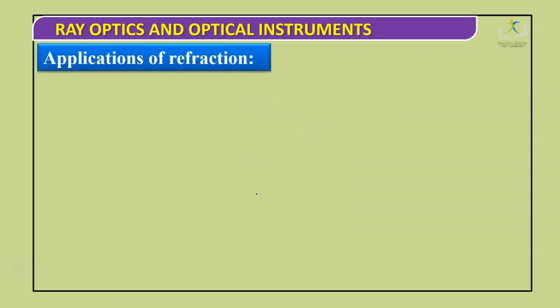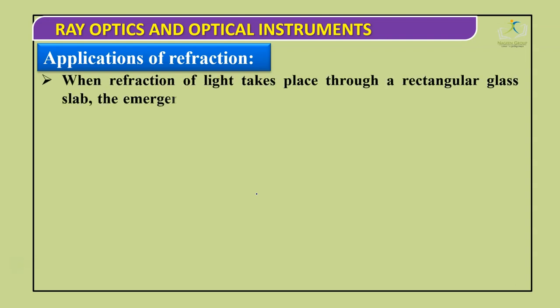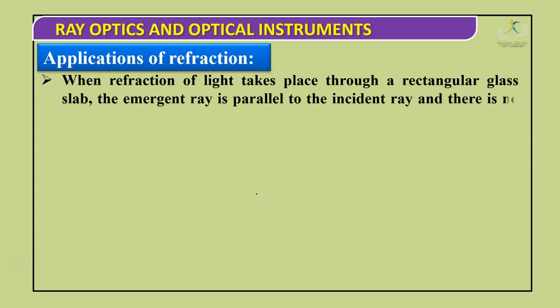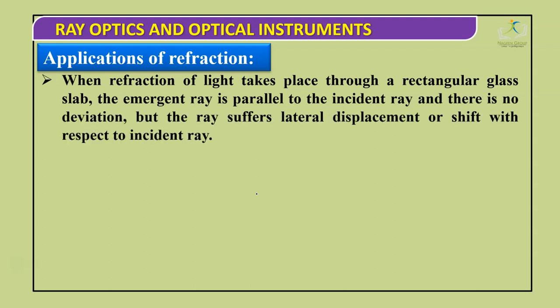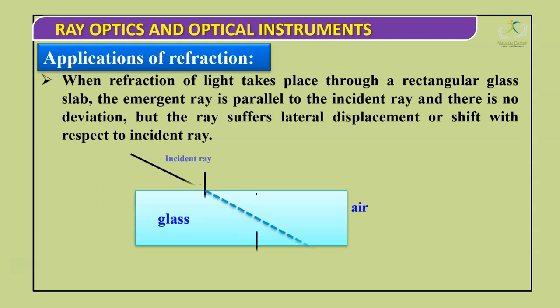Now moving on to the application part. When refraction of light takes place through a rectangular glass slab, the emergent ray is parallel to the incident ray and there is no deviation, but the ray suffers lateral displacement or shift with respect to the incident ray. Light rays incident from a rarer medium to a denser medium will bend towards the normal, and glass is a denser medium.